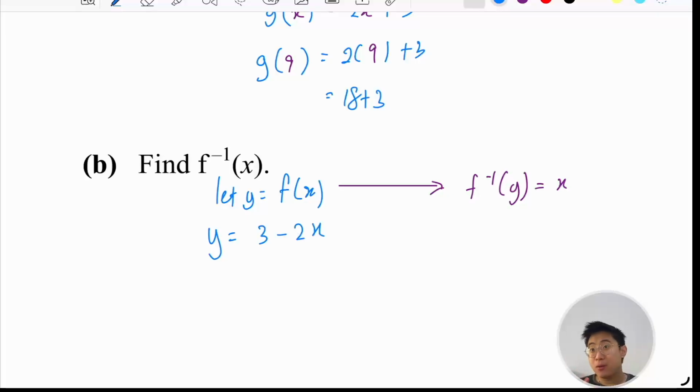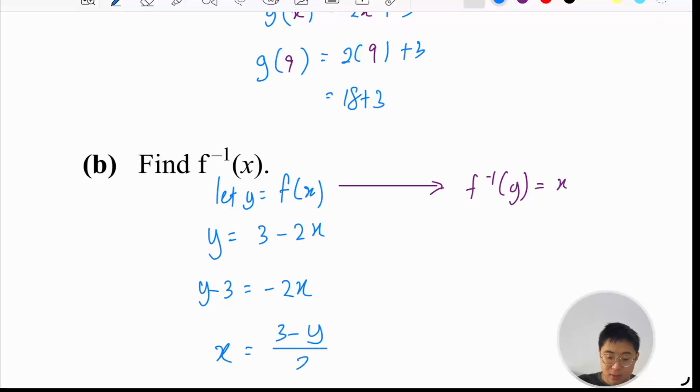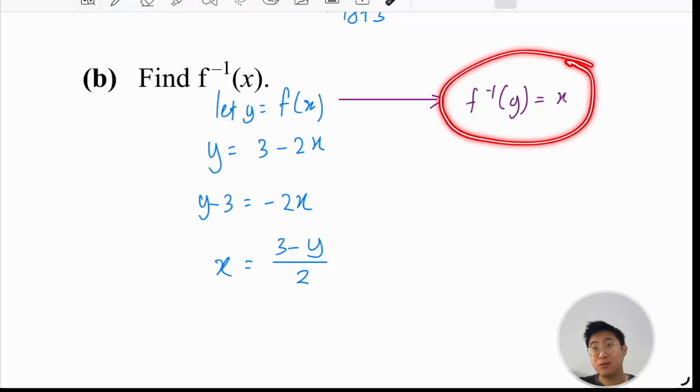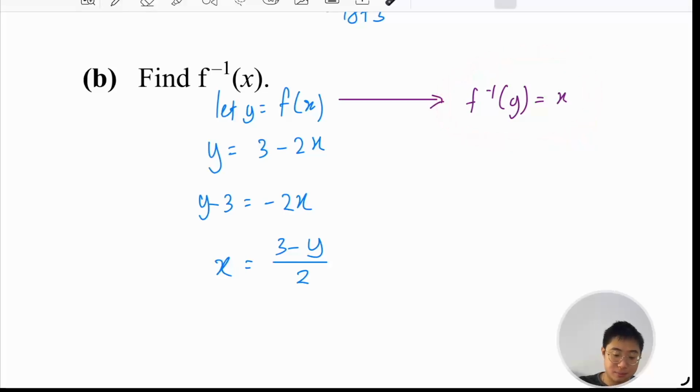So let y, we're going to rearrange it. y equals that, and then y minus 3 equals negative 2x. x equals 3 minus y over 2. So hopefully you're good at algebra to simplify this. x equals this, but I also remember from the explanation I gave, x equals f inverse of y. So I'll sub it in. f inverse of y equals 3 minus y over 2.